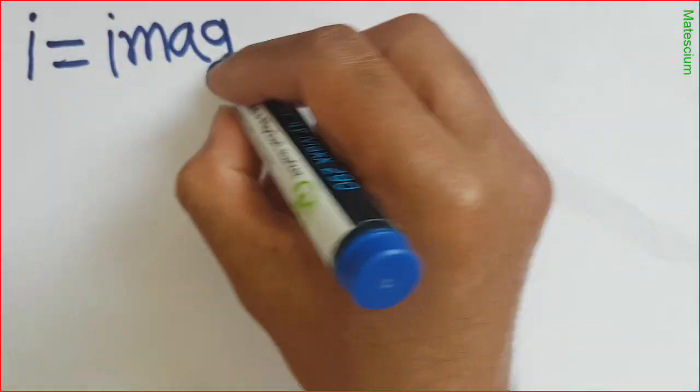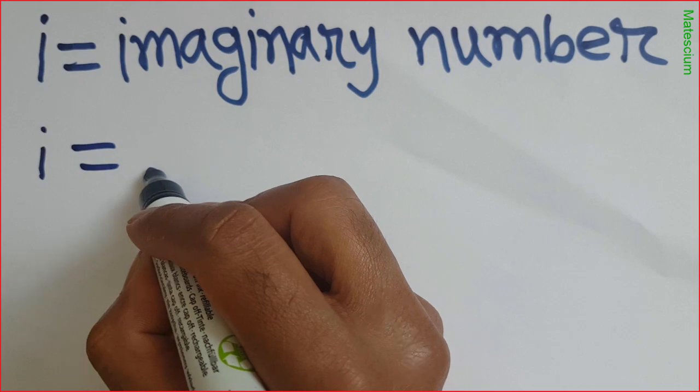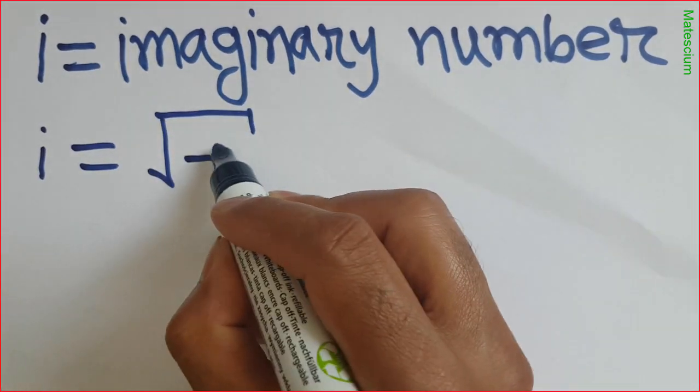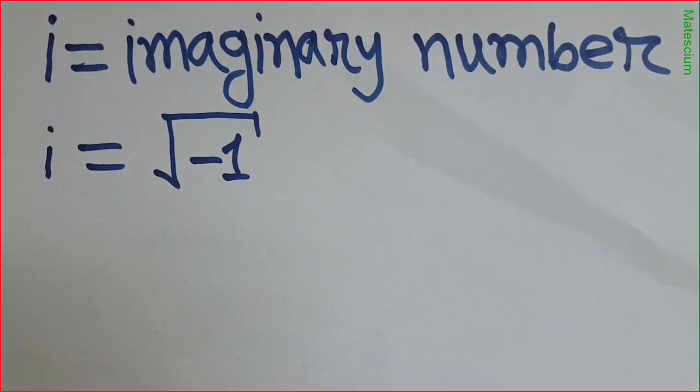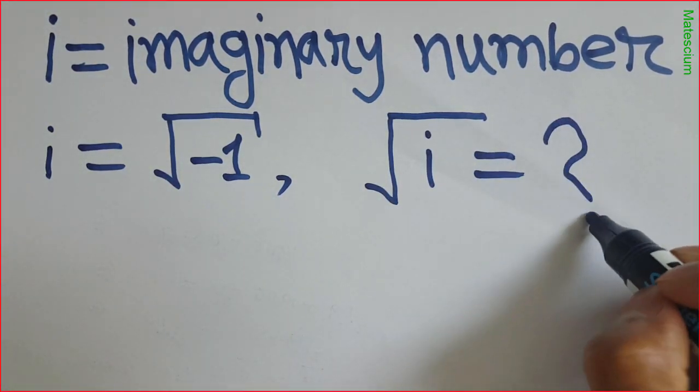In mathematics, i is the symbol of imaginary number. i can be written as square root of minus 1. That means i is equal to square root of minus 1. We already know it, but what does it exactly mean by square root of i?